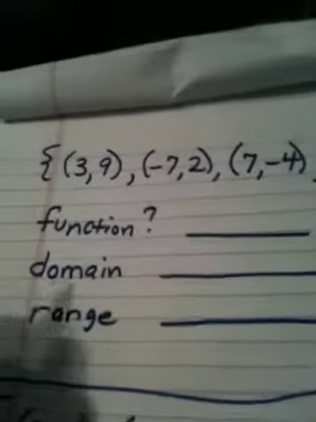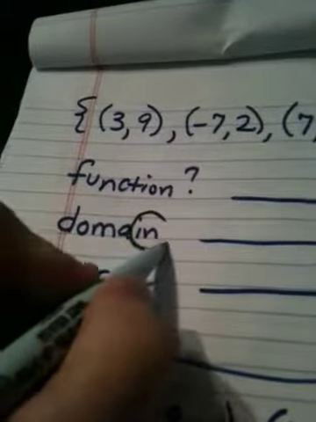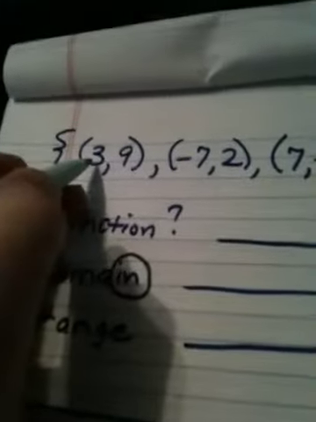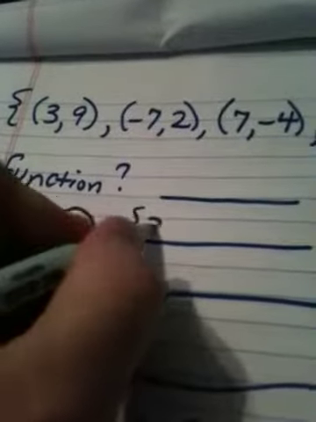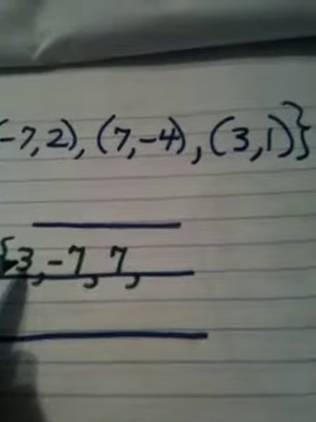Now, let's do the easy part. Domain is always the part that goes in. 3 goes in, 9 comes out. 3 is part of the domain. Negative 7 goes in, 2 comes out. Negative 7 is part of the domain. 7 goes in, negative 4 comes out. 7 is part of the domain. And we already have 3.